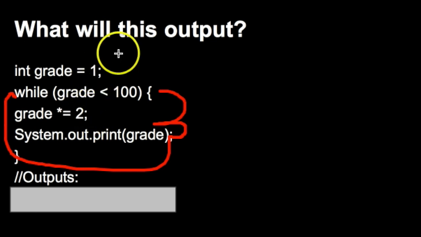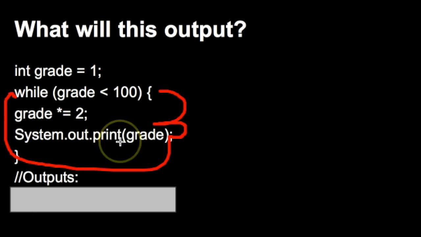So again, it's going to print 2, because 1 times 2 is obviously 2, and then it's going to go up and check, and 2 is less than 100, and then it's going to print 4, and then it's going to go up, check, it's going to print 8, and then it's going to go up, check, and then so on. This will keep going: 8, 16, 32, 64, and then 64 is less than 100, so it's going to multiply by 2, and then that's going to be 128.